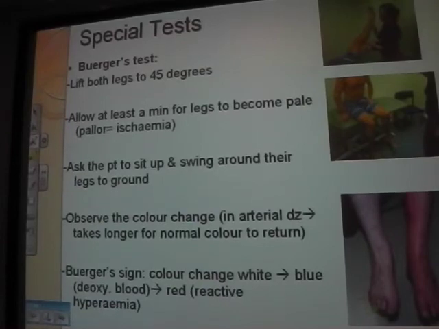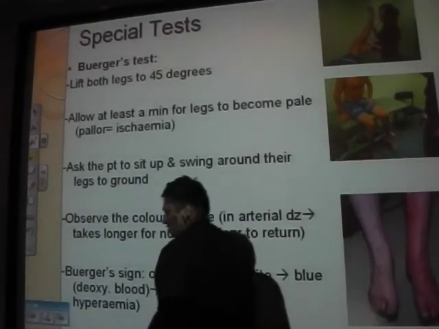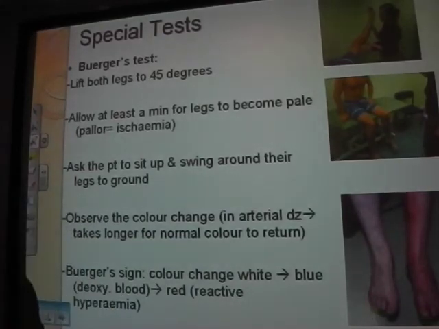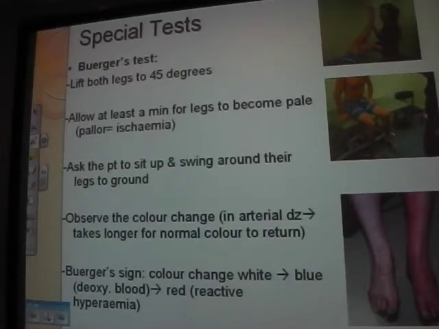So Buerger's test, what you do is you lift both legs up, to about 45 degrees, roughly. And then you're looking for the color change in the legs. In a normal healthy person, you wouldn't really expect the legs to go pale. You should actually be able to lift your legs up to 90 degrees without any color change.